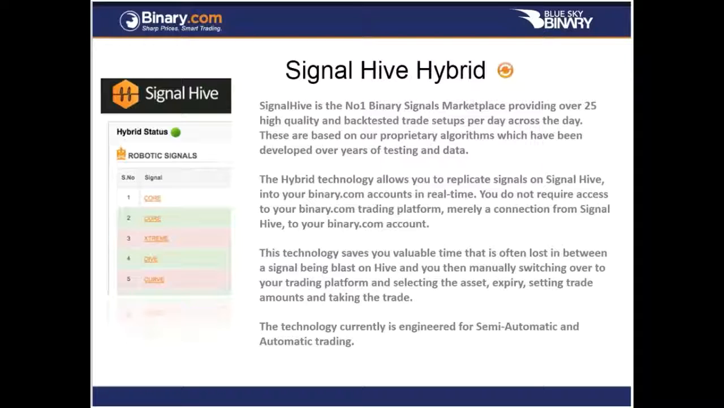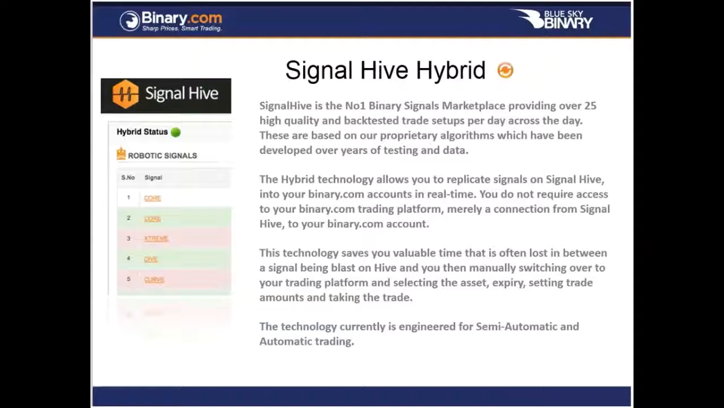The hybrid technology allows you to replicate the signals you see on Signal Hive into your Binary.com accounts in real time. You do not require access to your Binary.com trading platform, merely a connection from Signal Hive into your Binary.com account. And you do that by using your API token that your Binary.com account has. You place that token inside the Signal Hive hybrid unit, right?